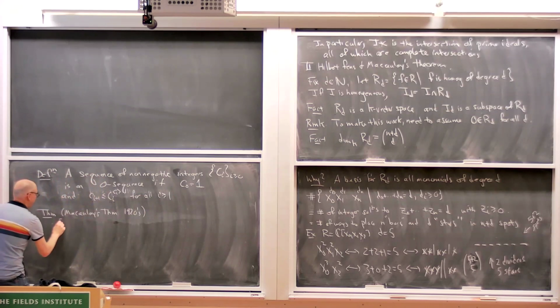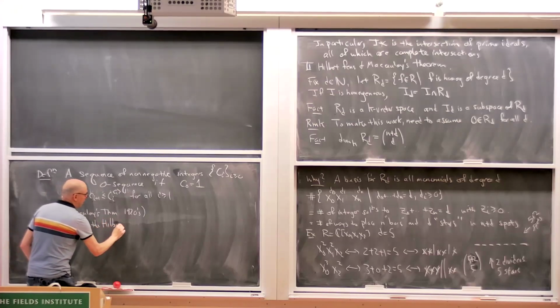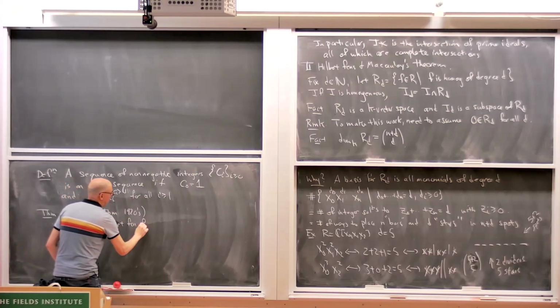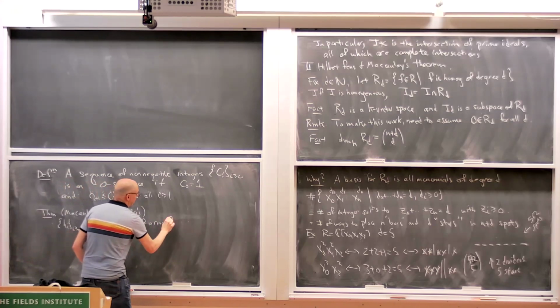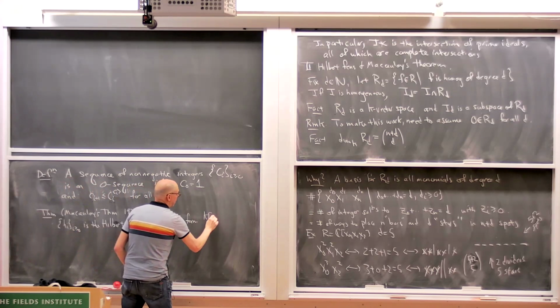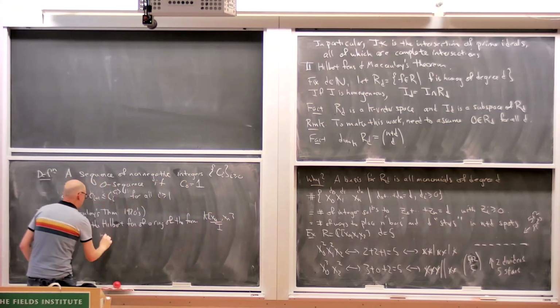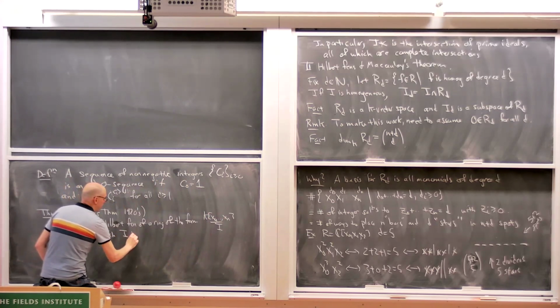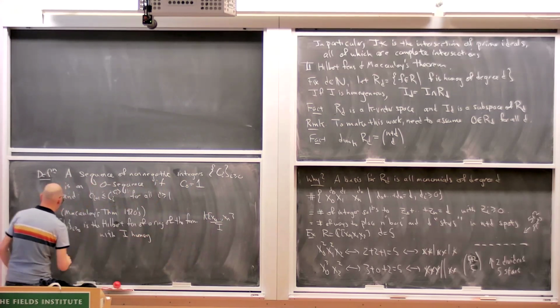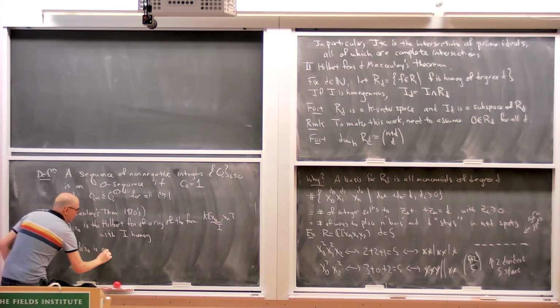Is that this sequence is the Hilbert function of a ring of the form k[x_0, ..., x_n] mod I, with I homogeneous, if and only if this sequence is an O-sequence.